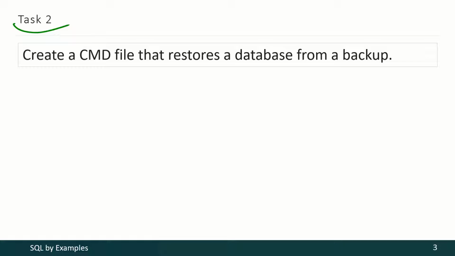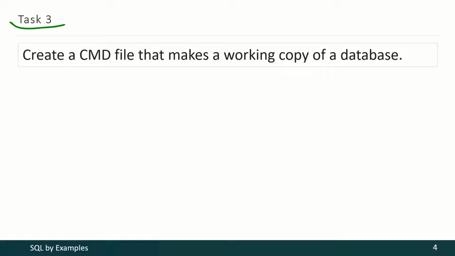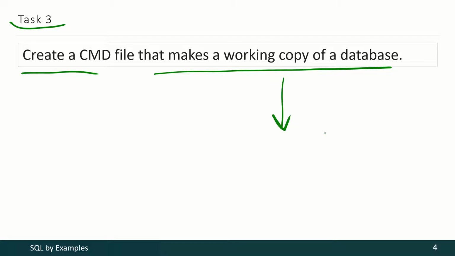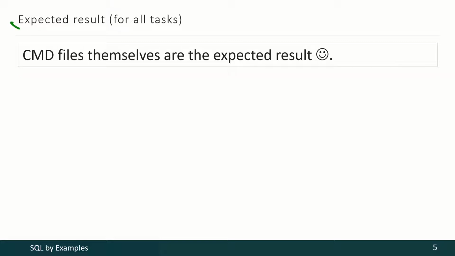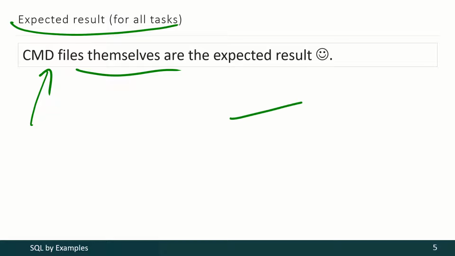In the second task we have to create a command file that restores a database from a backup. And in the third task we have to create a command file that makes a working copy of a database. It creates a backup and then restores that backup to a database with a different name. As the expected result for all tasks are command files themselves, let's look at those files.